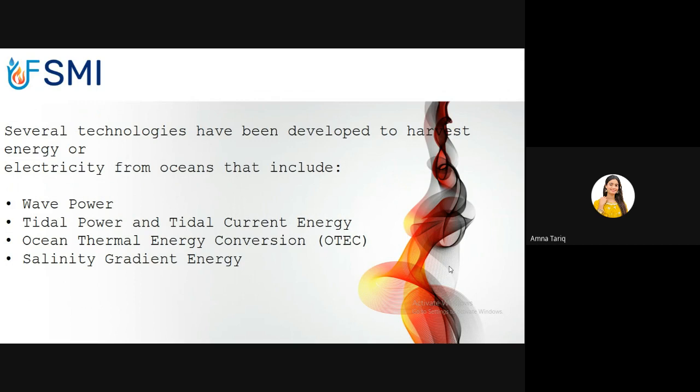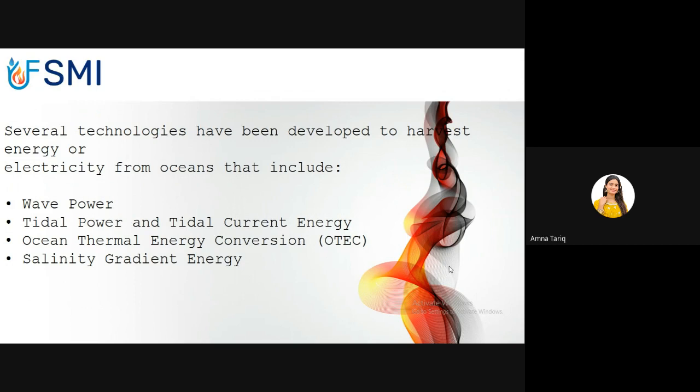Third is ocean thermal energy conversion. The short form is OTEC. It utilizes temperature differences between warm surface water and cold deep water to generate electricity. What is the working process of OTEC? Warm surface seawater is pumped through a heat exchanger where it heats a working fluid with a low boiling point, such as ammonia or a hydrocarbon. The working fluid vaporizes as it absorbs heat from the seawater.